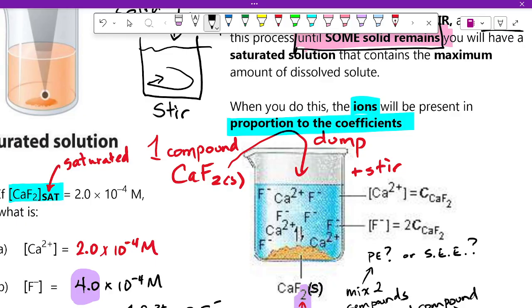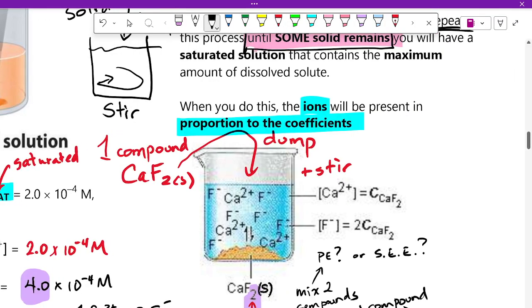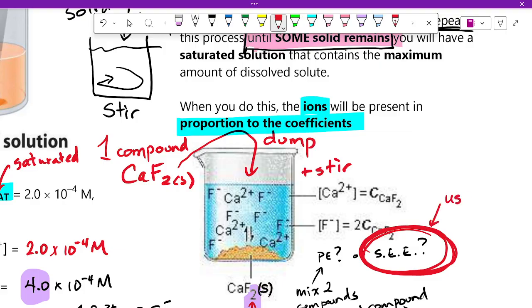So in any problem where we're dealing with this kind of thing, would we write the precipitation equation or the solubility equilibrium equation? The solubility equilibrium equation. So we're going to use this for dump and stir.